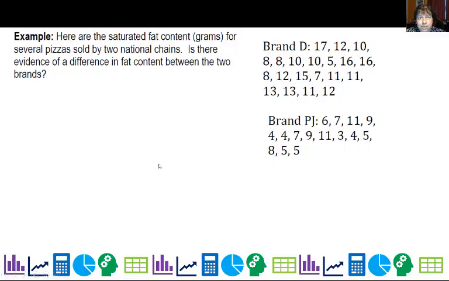Now we're going to revisit our pizza example from the previous lesson, but we're going to do a hypothesis test instead of a confidence interval.